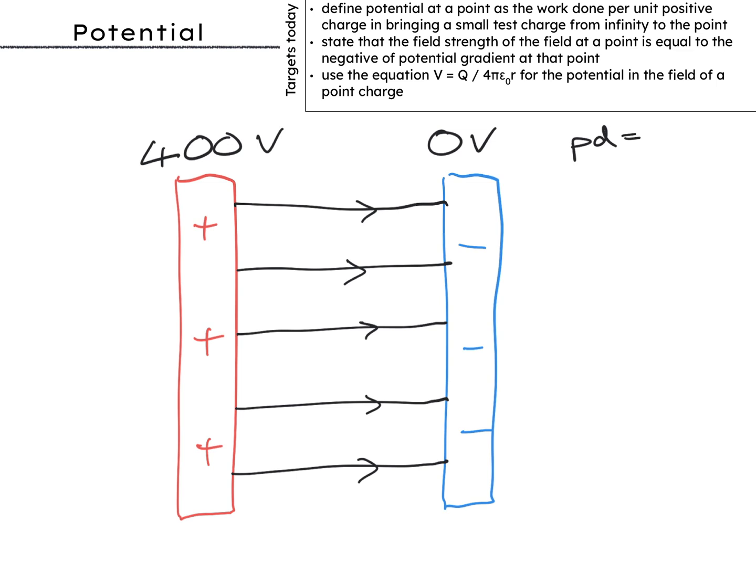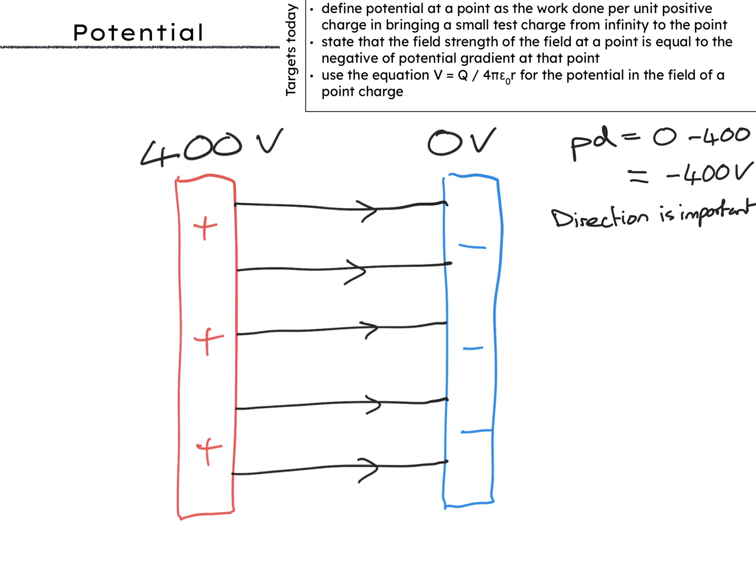If you said 400 volts, then surprisingly, you're wrong. Have another think. Well, to calculate a change, you should do final minus initial. So this is 0 minus 400 equals minus 400 volts. Now I'm not just being annoying, it's going to be important later on. The PD is minus 400 volts.